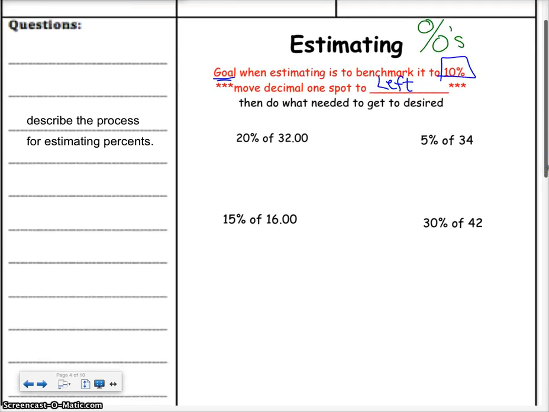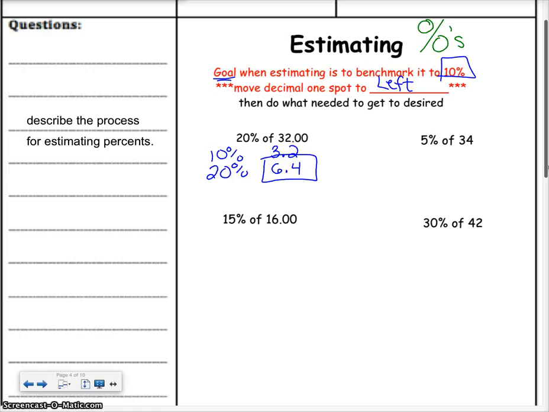Okay, so if I wanted to find 20% of 32, well, 10% of 32 is 3.2, moving it one spot to the left. Then 20%, well, 20% is just double 10, so it's 3.2 times 2, or 6.4. So 6.4 is 20% of 32.